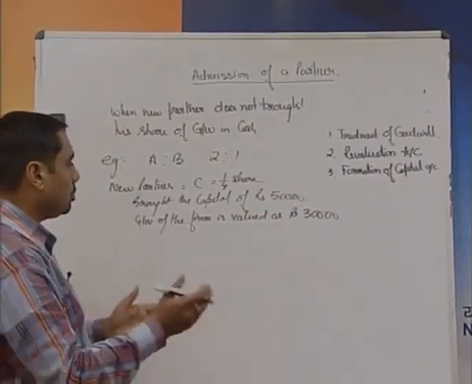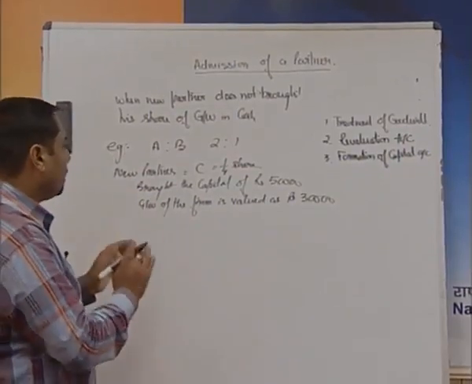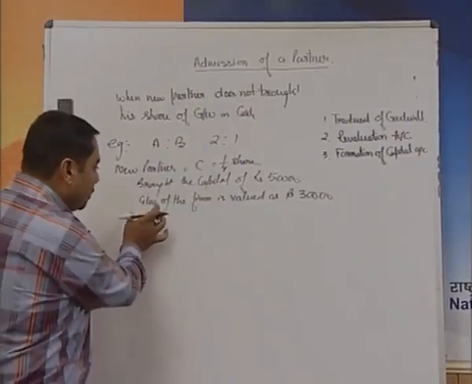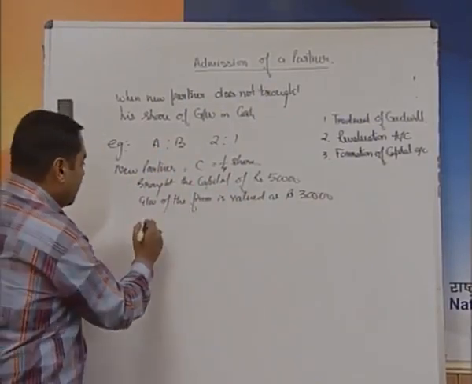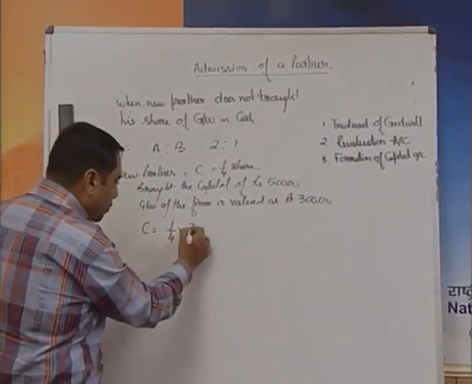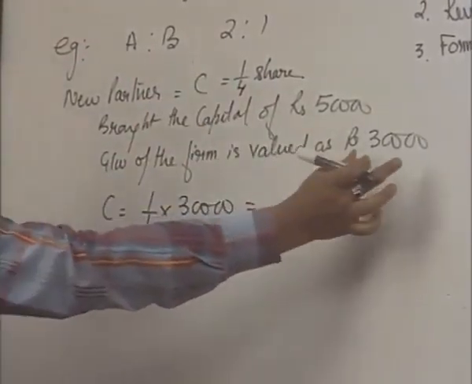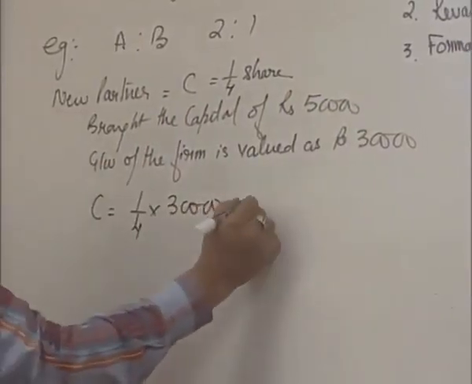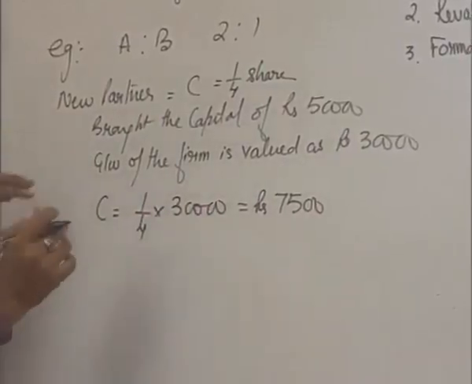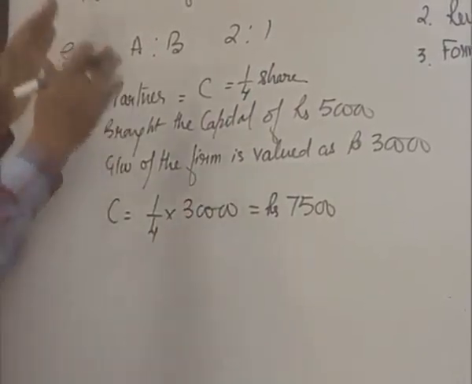If this is the question, then what entries are we going to pass in our books of account? The very first thing is, first of all, calculate C's share in goodwill, because this is the goodwill of the whole firm. C is going to join the business for a 1/4 share. So take 1/4 of this 30,000. 1/4 is the share, total goodwill is 30,000. So this comes out to be ₹7,500. Now, C was supposed to bring this amount of goodwill in cash, which he hasn't brought as per the question.